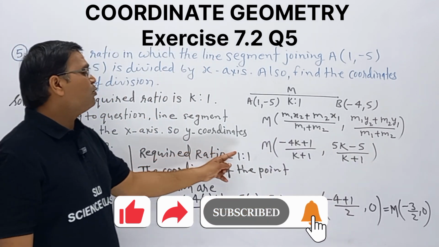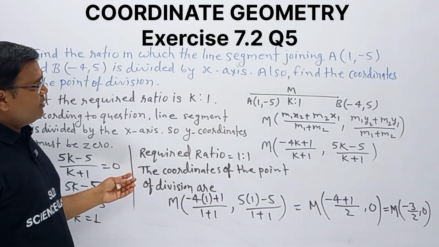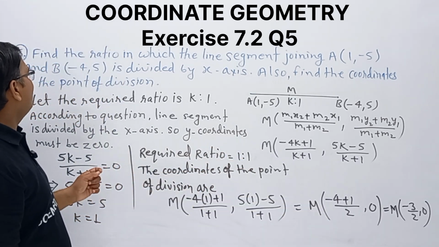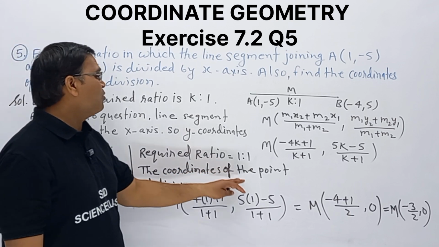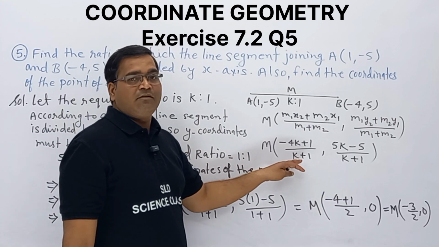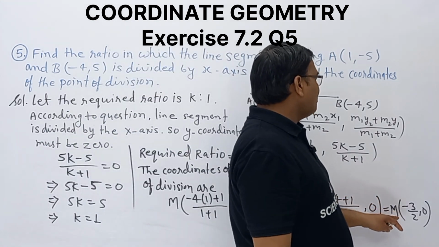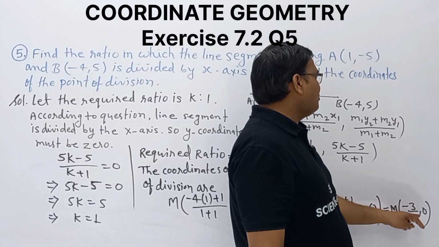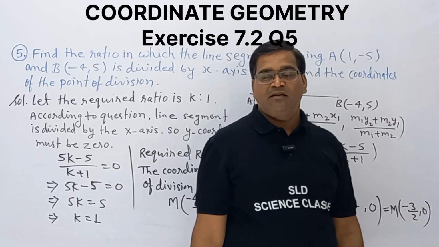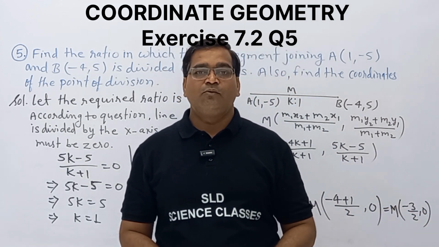So the required ratio is 1 is to 1. We also need to find the coordinates of the point of division. Once we put the value of k, we get the coordinates of the point of division as minus 3 by 2 comma 0. Clear? I hope you understand this question. That's all about this question. Thank you so much.